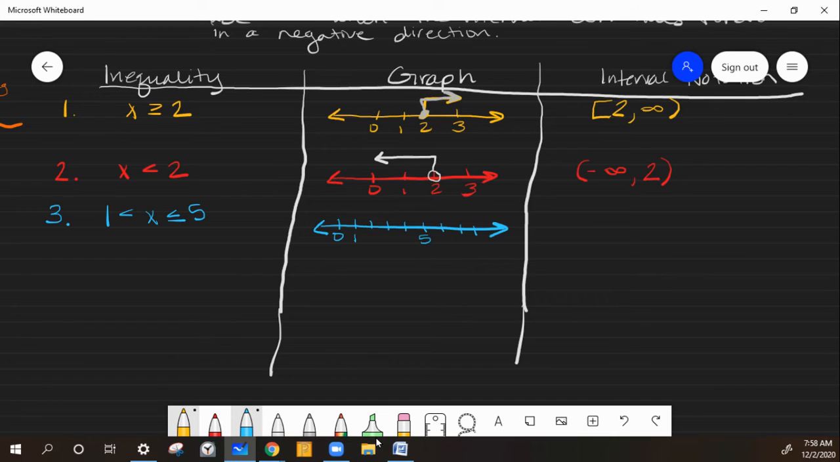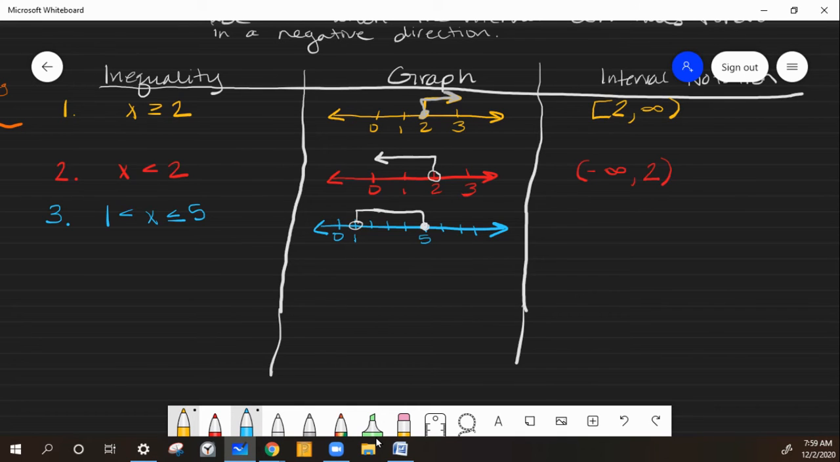Okay, so here's my graph, and let's graph this. X is greater than 1. I'm going to put an open circle on 1, and it's greater than it, so I have to go that way. But x is also less than or equal to 5, which means I'm going to put a closed circle on 5 and go to the left. So my solutions are in the interval between 1 and 5. Okay, cool. This is a cool interval to write.